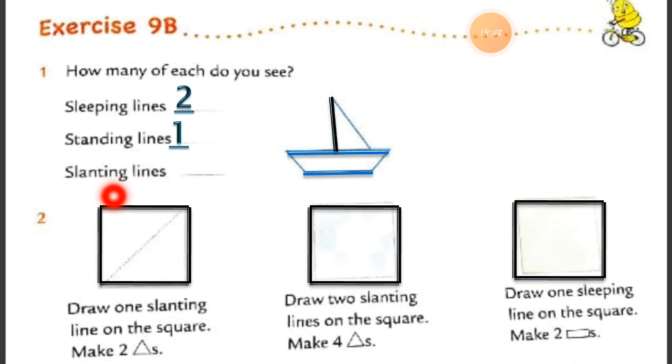Now let's start finding out the slanting lines, that is, how many slanting lines are given in this boat ship. So now the remaining lines are the slanting lines. All the remaining lines are the slanting lines. Let's overwrite all the lines. Now all the sleeping lines: we found there are 2 sleeping lines. There is 1 standing line.